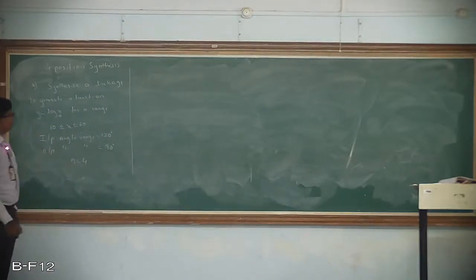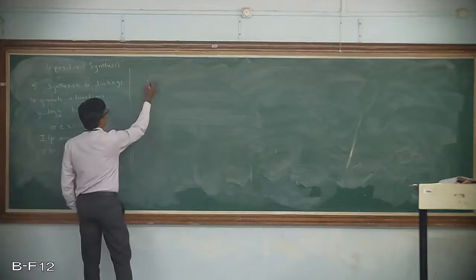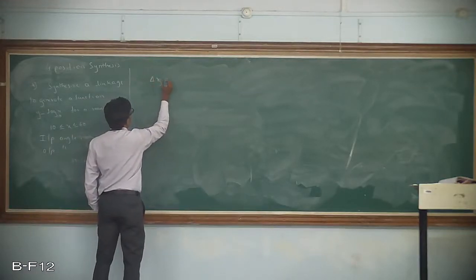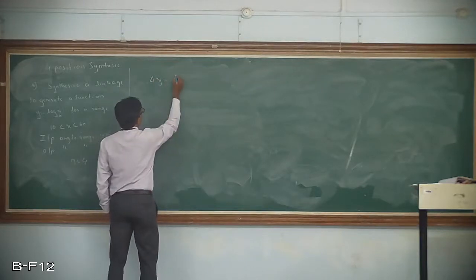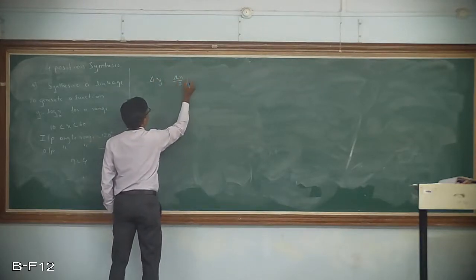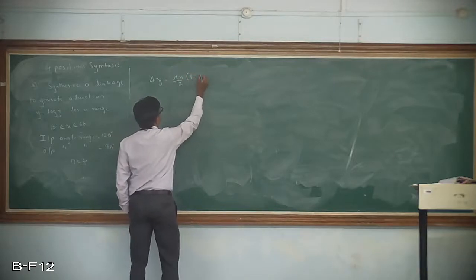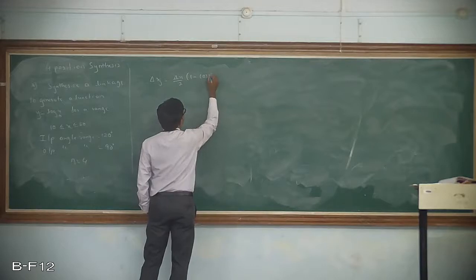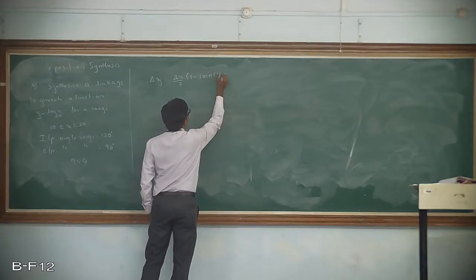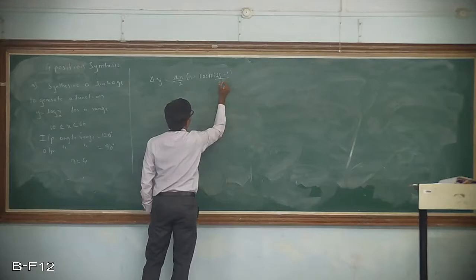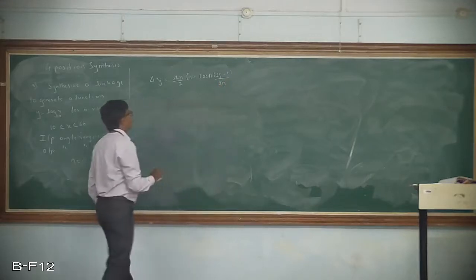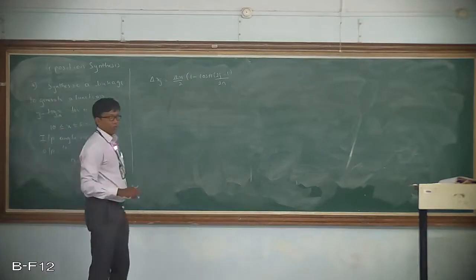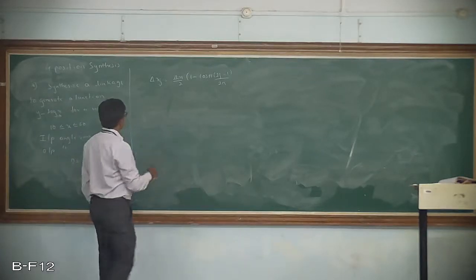As we all know, for finding the precision distances, delta xj is equal to delta x by 2 into 1 minus cos of pi into 2j minus 1 divided by 2n. This is the formula for finding the precision points. So similarly we'll be doing it.